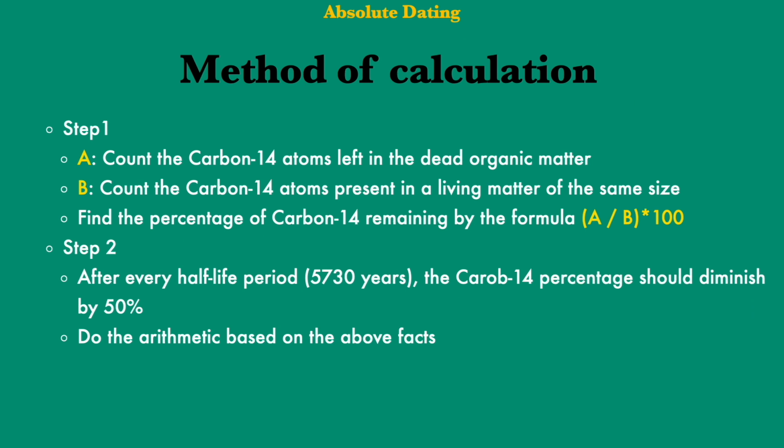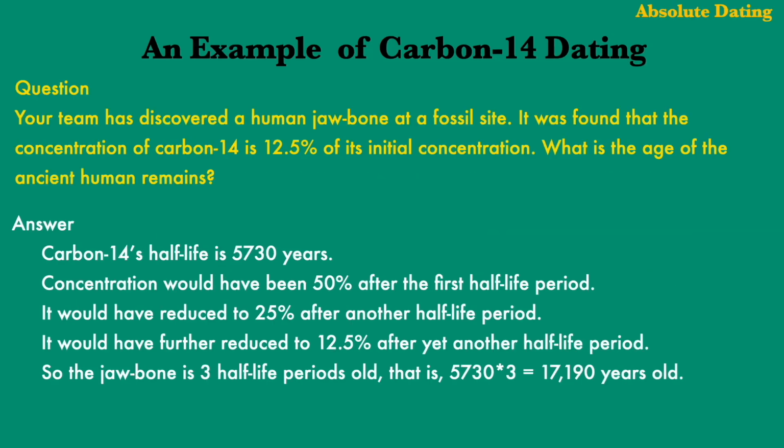Let's see the method of calculation of carbon-14 dating. It's a simple two-step process. In step 1, first count the carbon-14 atoms left in the dead organic matter. Then count the carbon-14 atoms present in a living matter of the same size. Find the percentage of carbon-14 remaining in the dead organism. In step 2, do the arithmetic calculation based on the fact that after every half-life period, the carbon-14 percentage should decrease by 50%. Let's see an example.